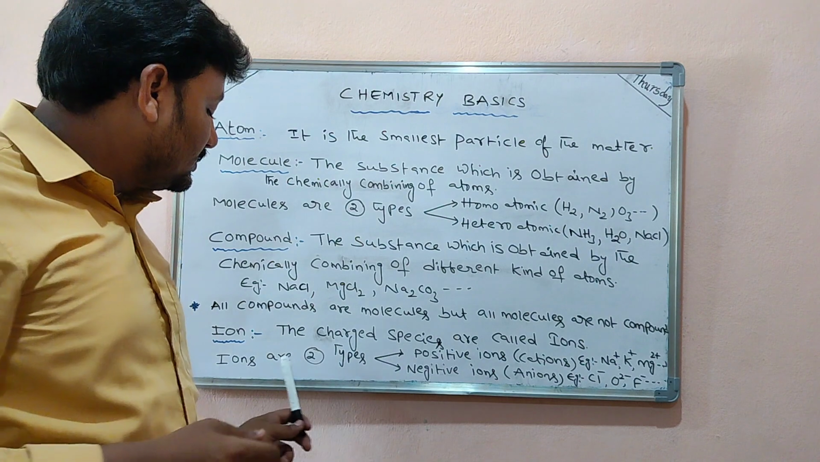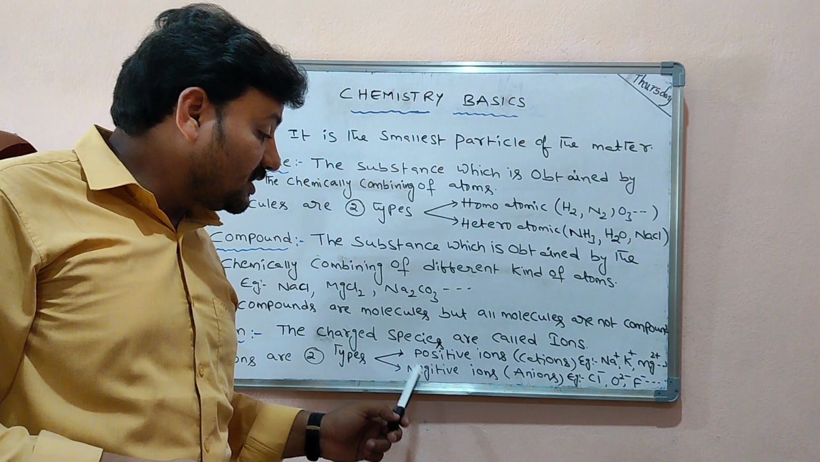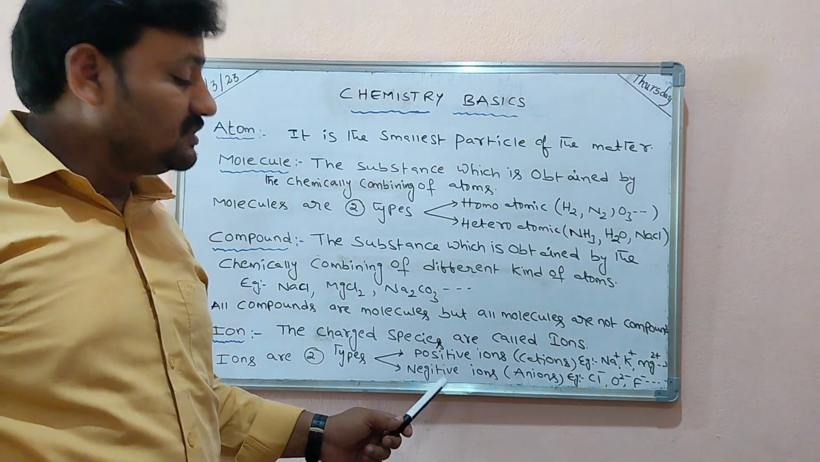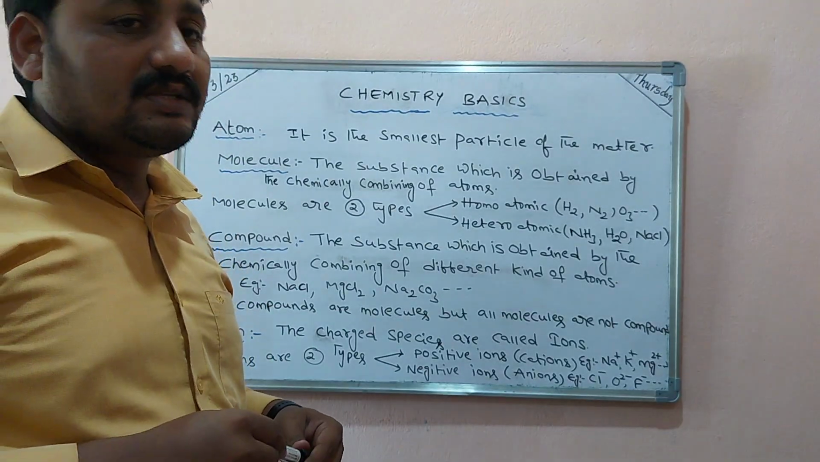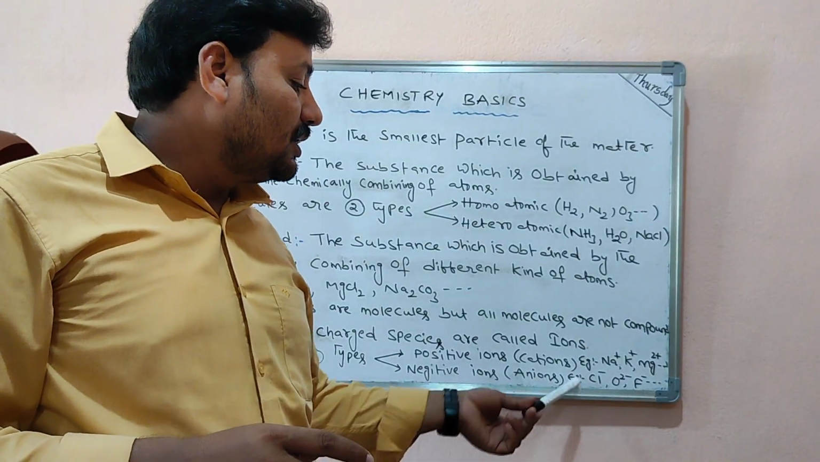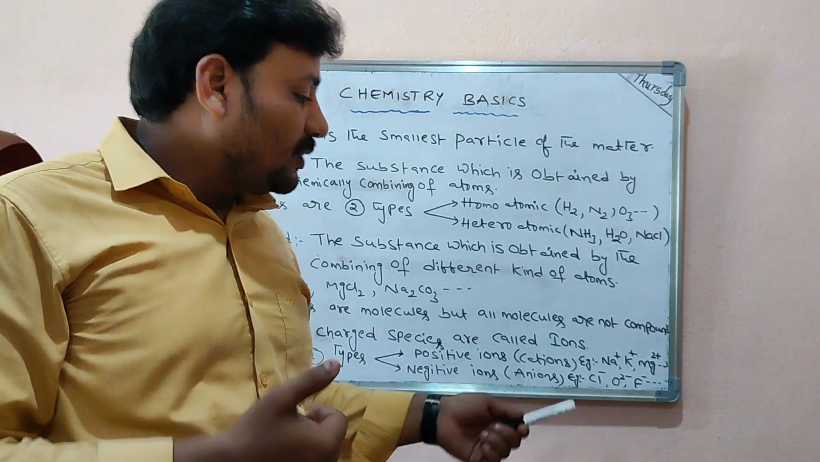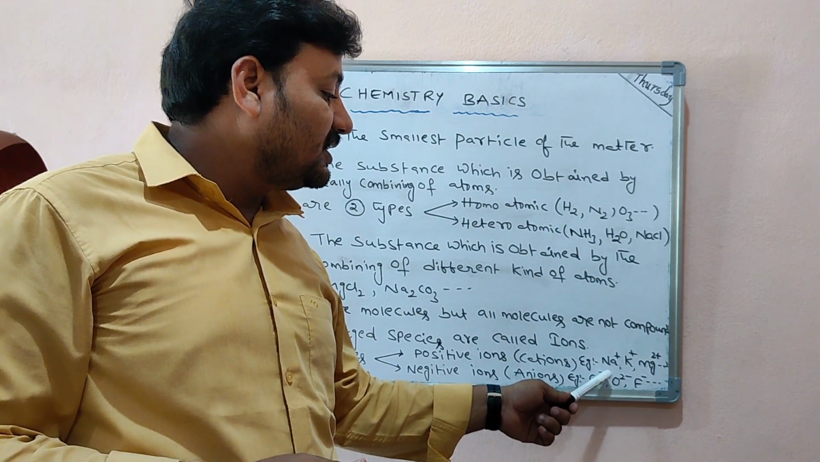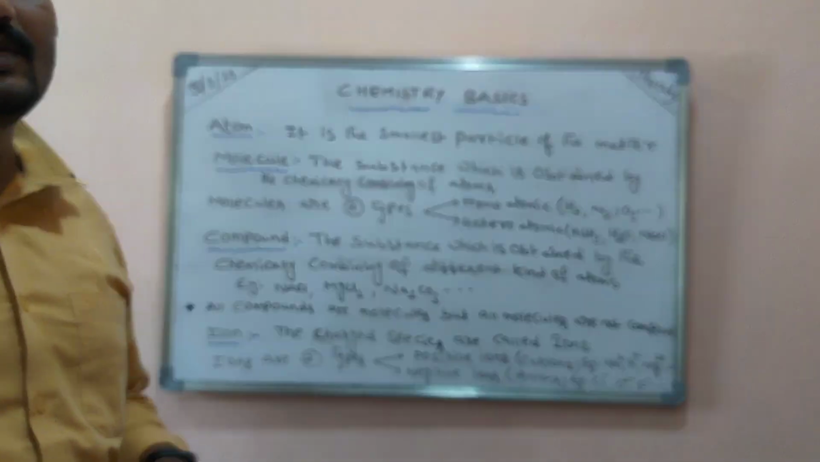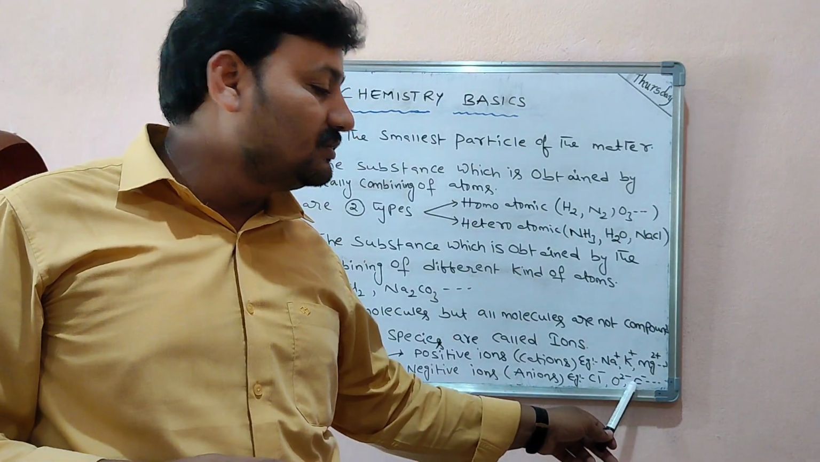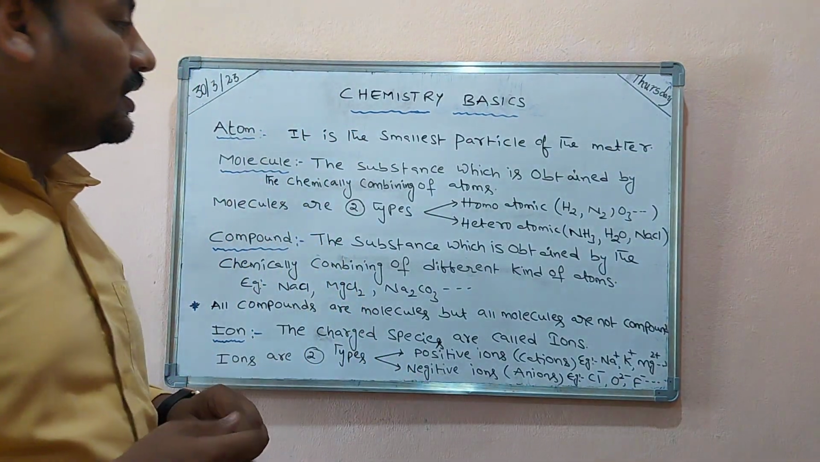Another type is where atoms gain electrons to get stability. Such ions carry a negative charge. They are called negative ions, or anions. The best example is chlorine minus. What is the chlorine atomic number? 17. It requires one electron to get stability, that's why the gained charge is minus. Oxygen atomic number 8 requires 2 electrons to get stability, so 2 minus. Fluorine gains 1 electron to get stability, minus. These are all about the ions.